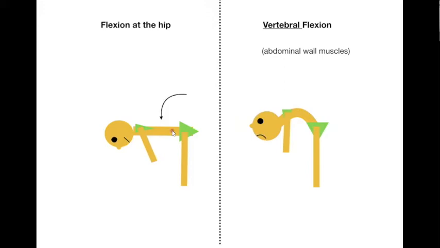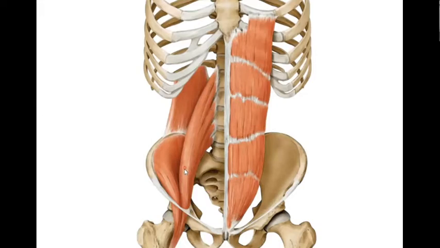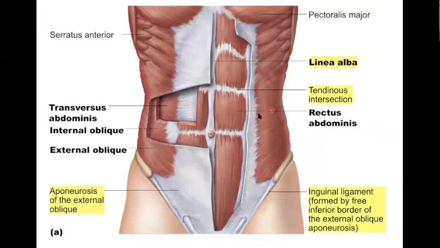All right, so here's your abs over here. The attachments of your rectus abdominis in this case, right? They're going from your rib cage down over here to around your pubic symphysis. So when they contract, they're going to move your whole vertebral spine and bend it over like that. Okay, so here are some of your obliques, right? Your abdominal muscles. You have your rectus abdominis moving this way.